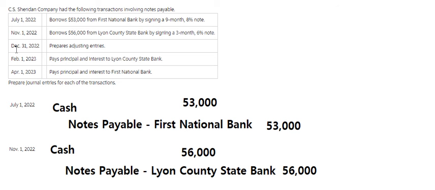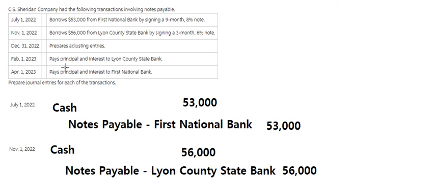Now let's go to December 31st, 2022. So in this one, we need to find the interest from July 1st to December 31st. We know that for the first one, we have a 9 month, 8% note. So from July to December, we have 6 months.